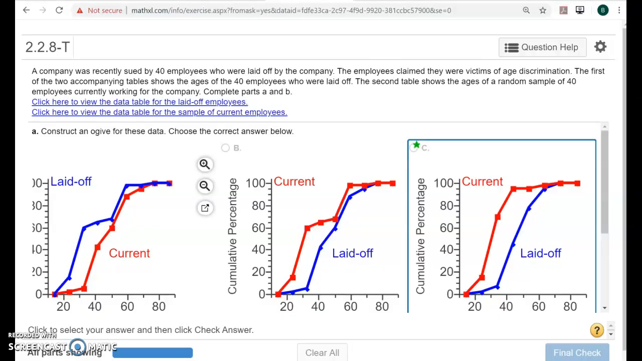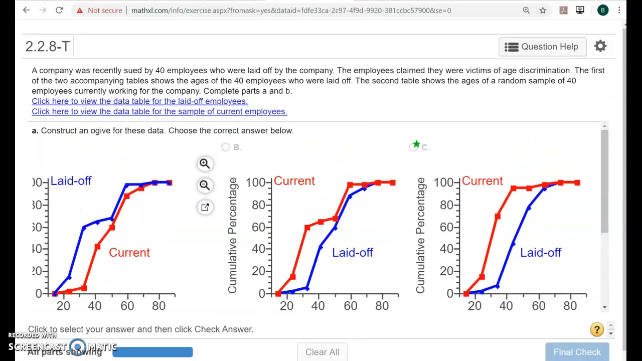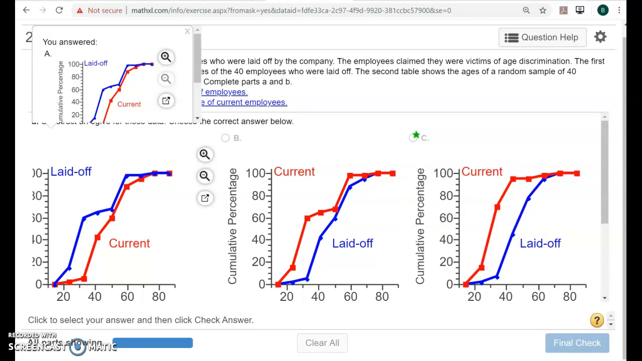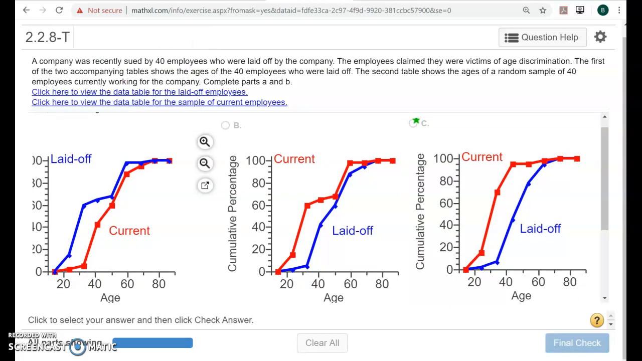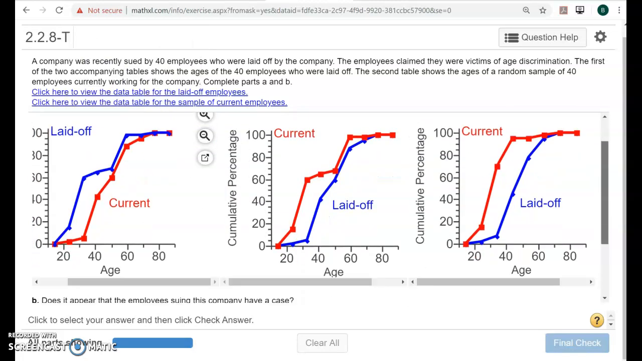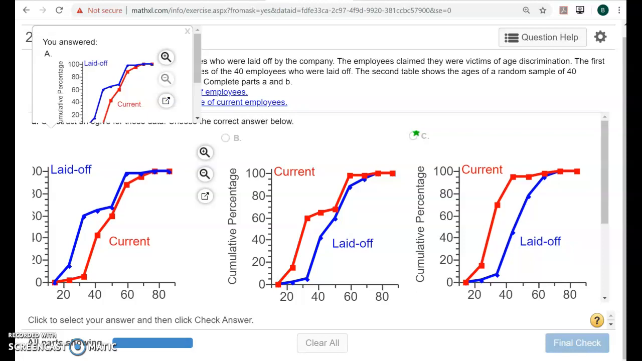Now keep in mind that we only had to look at the laid off. Like I said, we only looked at the blue line, and we did process of elimination. To me, that would be the easiest way to pick the correct graph. But just let me know if you have any questions.